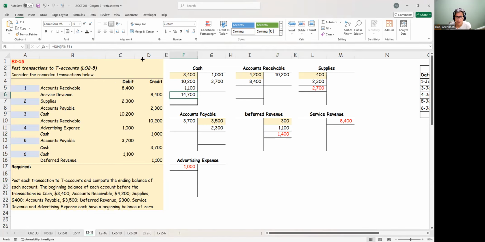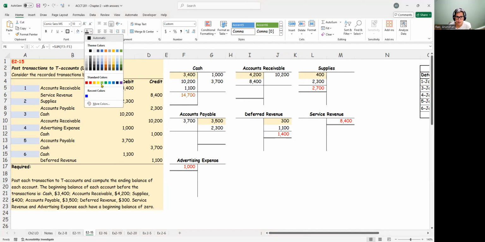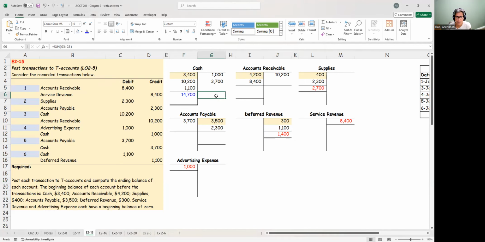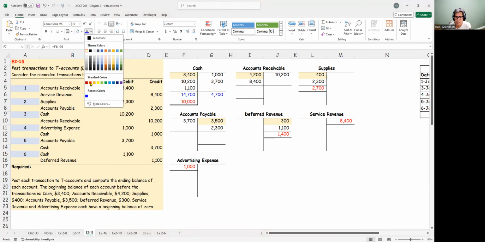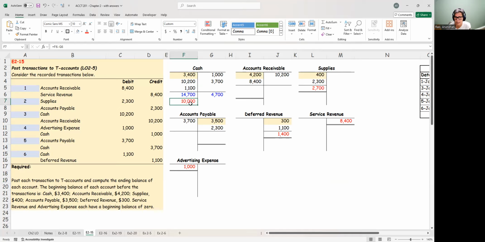Put this in black. I'm going to put it in a different color again so we can remember that these are subtotals. I added up the debit side. I added up the credit side. Take the difference between the two and put it under the side that is larger. So my balance is $10,000.